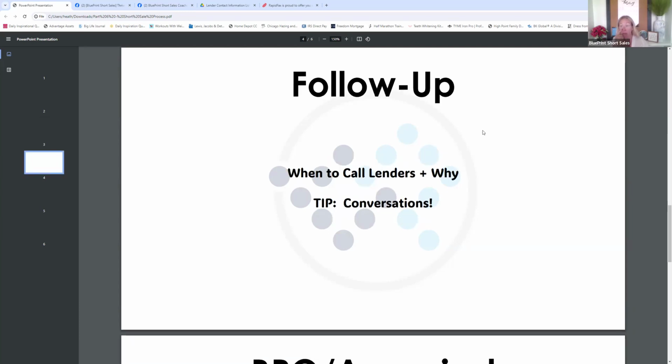Follow-up. After you submit that packet, we use .loop. We absolutely love .loop. And Gail, I know you and I talked about this yesterday. .loop is great for tasks. Short sales are very task driven. If you didn't know, we have created an entire task list for the short sale process. Makes it easier for you. A part of that task list is to call the lenders. And so when do I call and why?